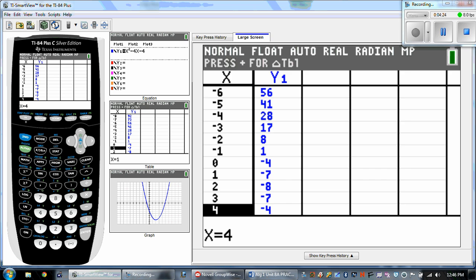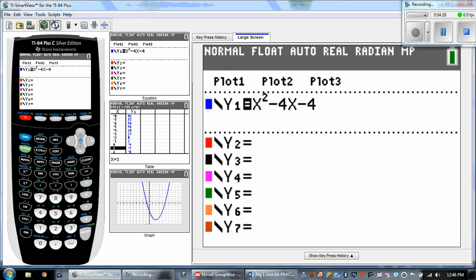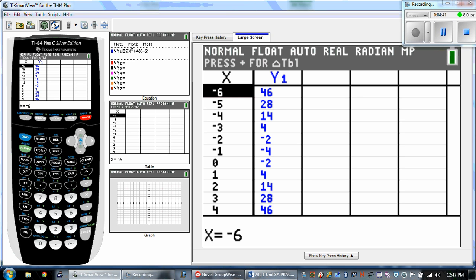Now, for the rest of this, I'm going to go into y equals, clear out my old equation, and write it in. So I have 2x squared plus 4x minus 2. I want to look at my table, and I need to make sure that I'm looking at the right numbers. Okay, so my vertex is at -1, -4, and then I can see all of the other points that I need right here.